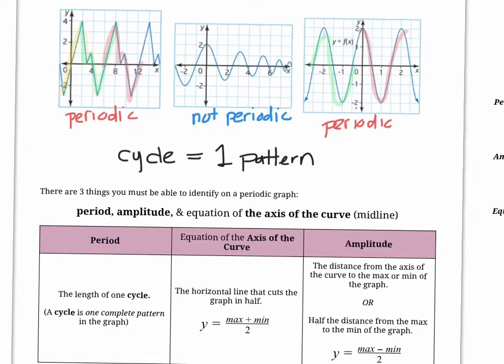That's called the period. The equation of the axis of the curve, there's a formula for it, but it's just the horizontal line that cuts the graph completely in half. And the amplitude is the distance from that middle line all the way to the top of the curve, or from the middle line all the way to the bottom. Because it's the middle, the distance from the middle to the bottom and the middle to the top should be the same. There's also a formula for that one. Let's go ahead and learn these through an example, and we'll come back.